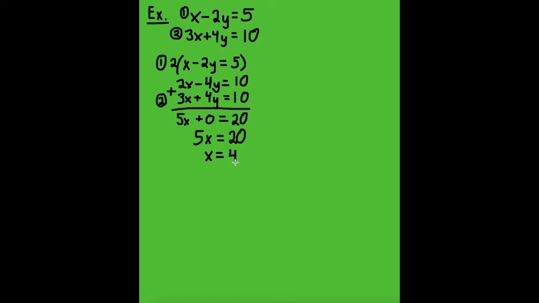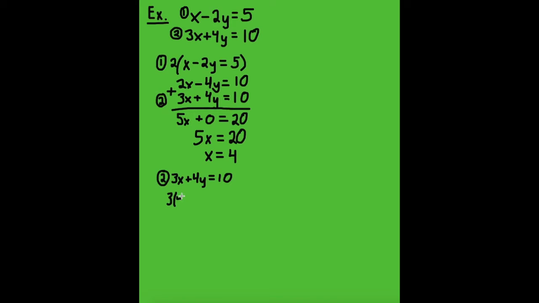So we got the x term. Now we can put it in any equation above to find the y term. Since we used the first equation in the first problem, we can use the second equation in this problem. So let's plug x equals 4 into the second equation, which is 3x plus 4y equals 10.